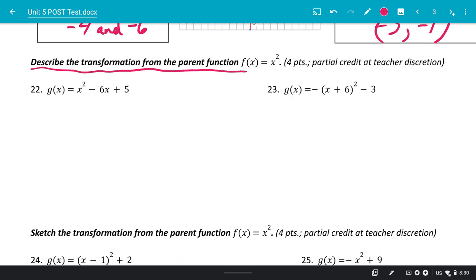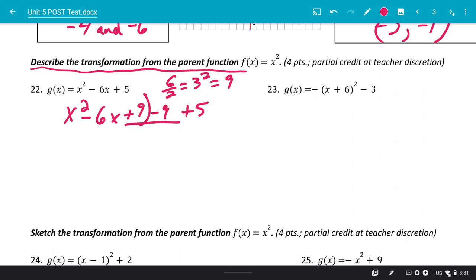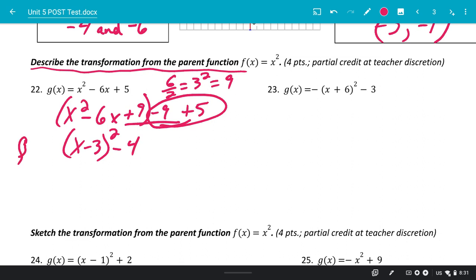Okay, so let's start with number 23 here by completing the square. x squared minus 6x plus 5. 6 divided by 2 is 3. 3 squared is 9. So plus 9 minus 9. That's a perfect square trinomial. x minus 3 quantity squared minus 4. So now I can see my transformations.